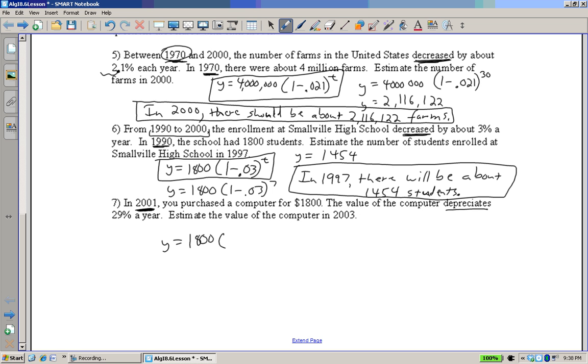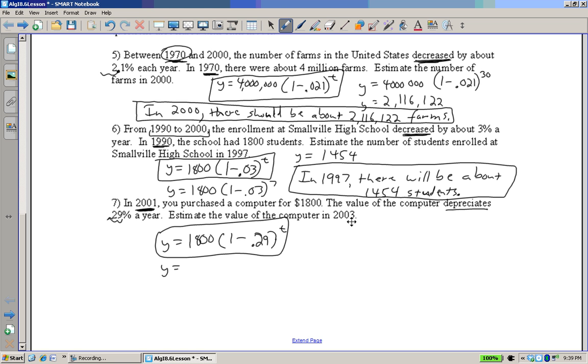It has depreciated, in other words, gone down in value. So we're going to do 1 minus whatever the percentage is. Now, to convert that to a decimal, we move it twice to the left, 29 hundredths. And we're just going to say to the t power, excuse me, I've not written this very well here. So y equals 1,800 times 1 minus 29 hundredths to the t power. That's my general model.